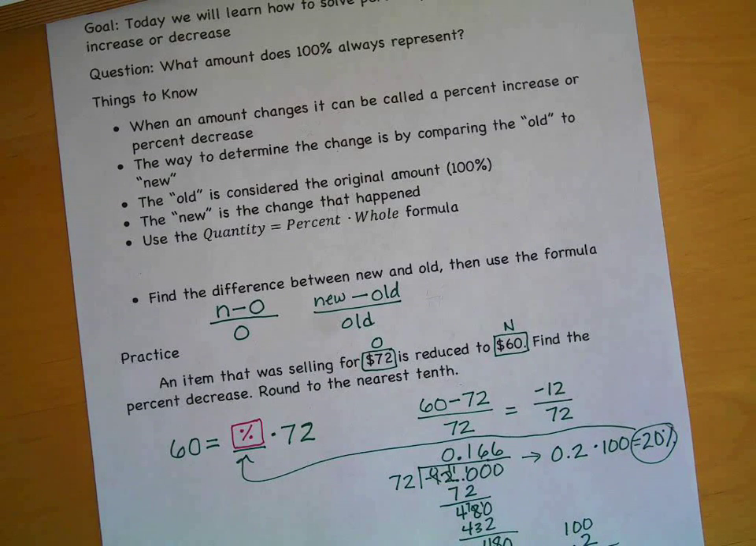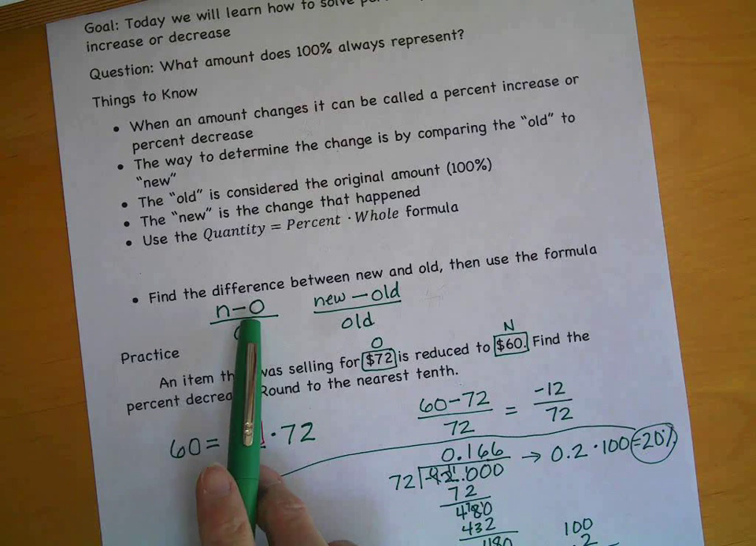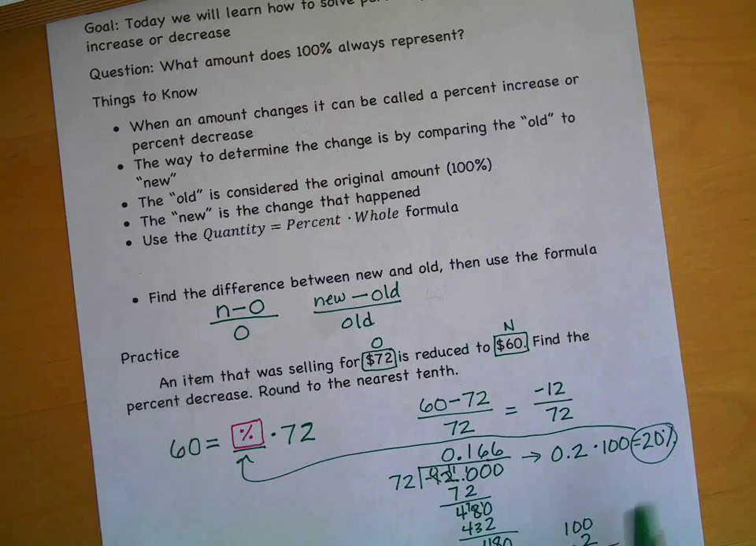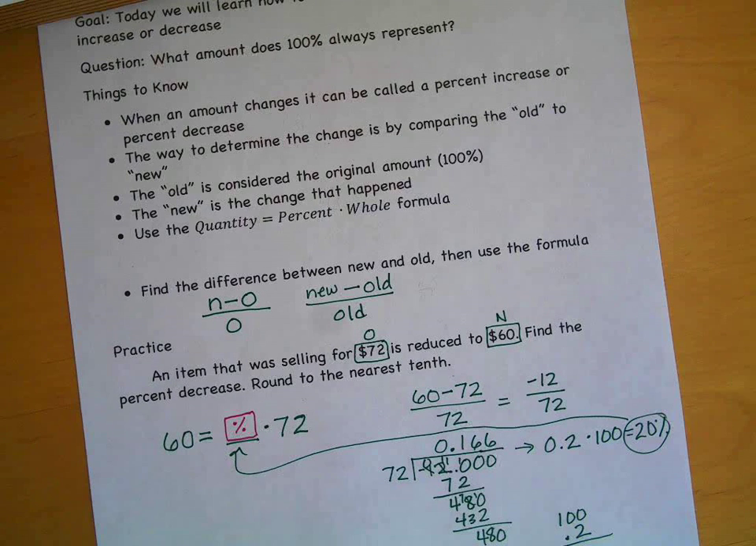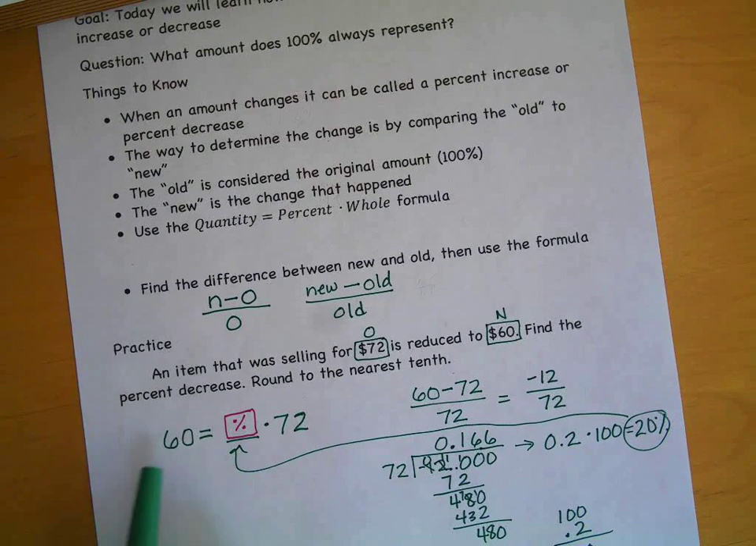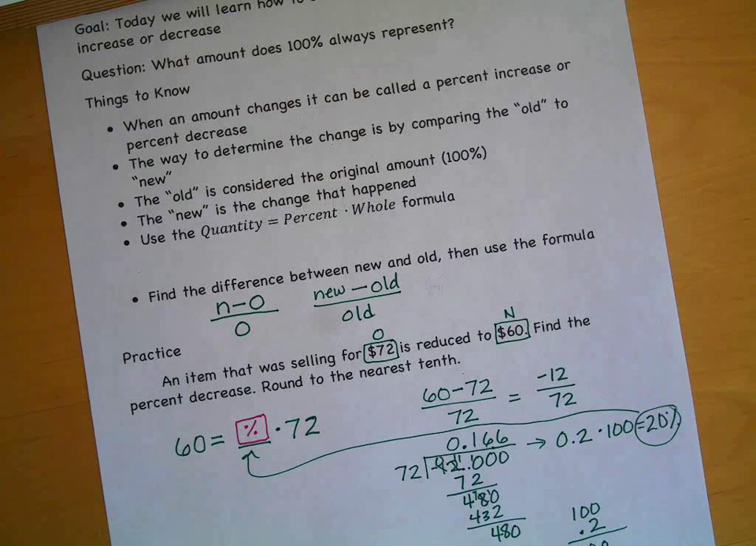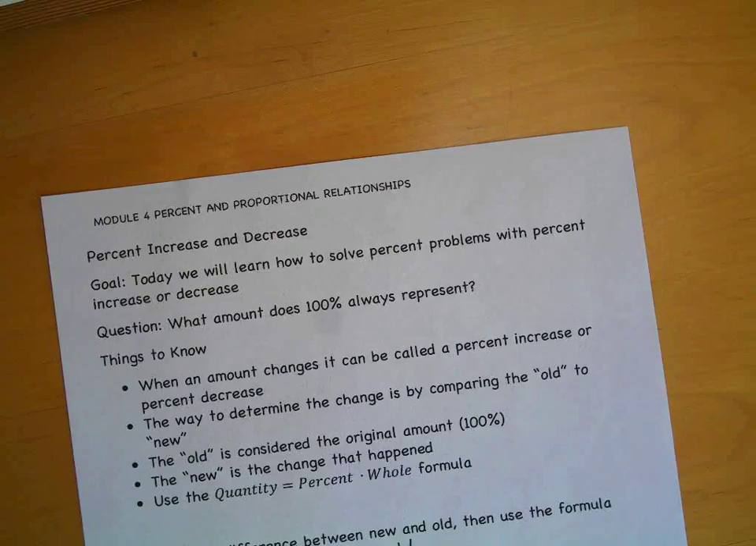That is how you use that new information. You take the new minus the old, divide it by the old, and then multiply by 100, and that gives you the percent of difference between the two. This one is called a percent decrease because the original dropped 12 to get to 60, which is a 20% decrease.